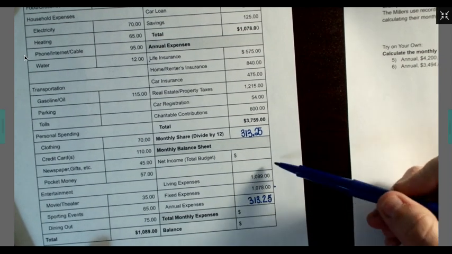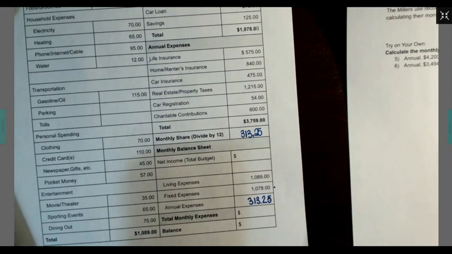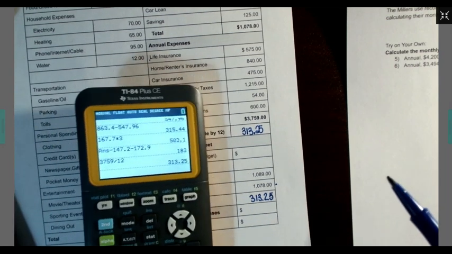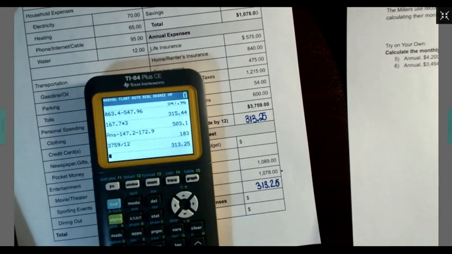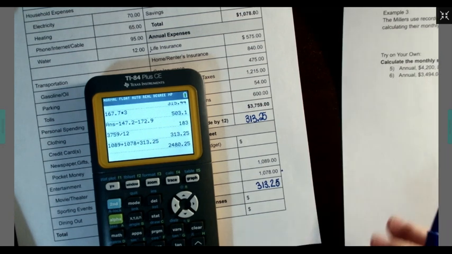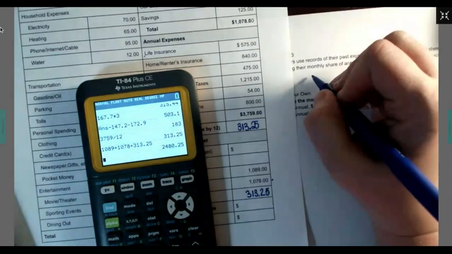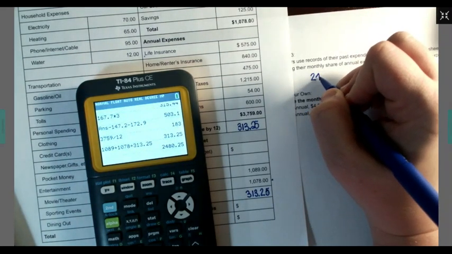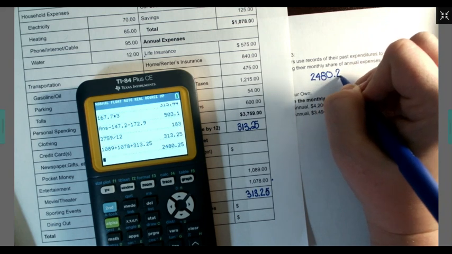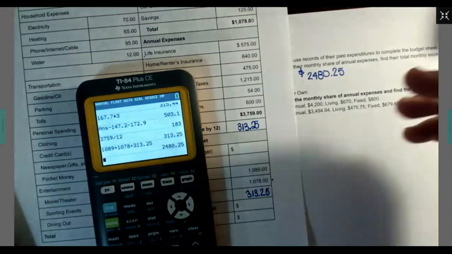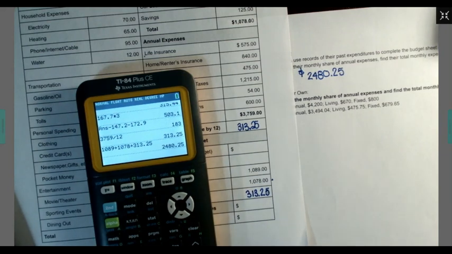Now we're going to add these three amounts together to find our monthly expenses. So we do $1,089 plus $1,078 plus $313.25. And that total is going to be $2,480.25. So if they don't make more than that in the month, they don't have enough money to live on, because these are all their expenditures for the month.